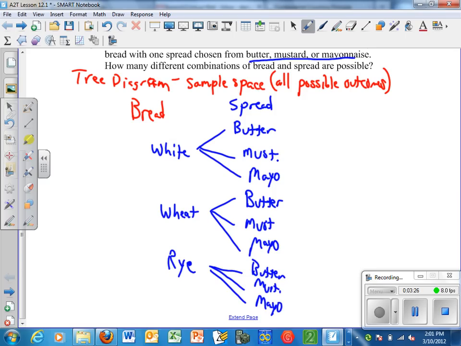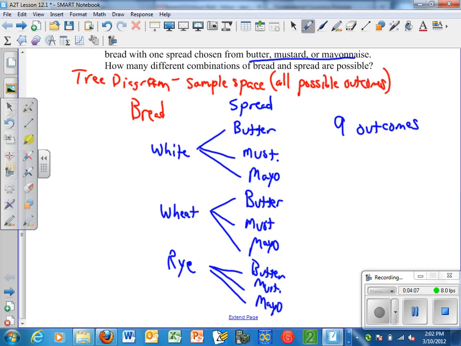So, if they asked you to list the sample space, which is listing all possible outcomes, you would say white with butter, white with mustard, white with mayo. They would be three of them. Wheat with butter, wheat with mustard, wheat with mayo. That would be three more of them. Rye with butter, rye with mustard, and rye with mayo. Okay, so that would be listing the sample space. I'm not going to actually do that here, but you may be asked to do that, listing all your possible outcomes. But there would be 9 possible outcomes that I just said right there.